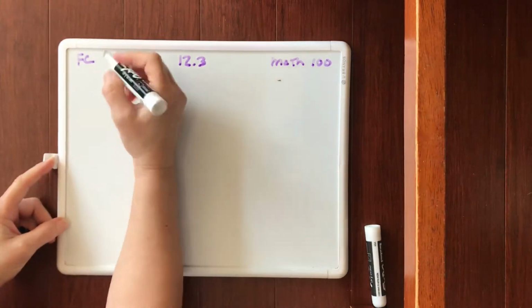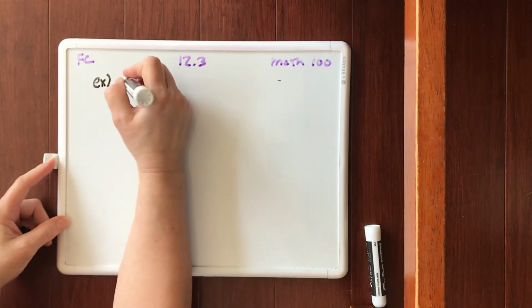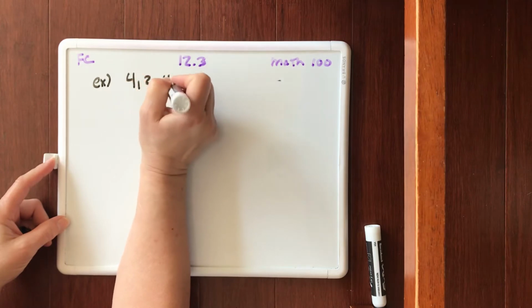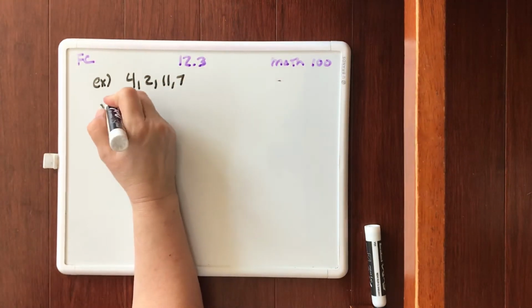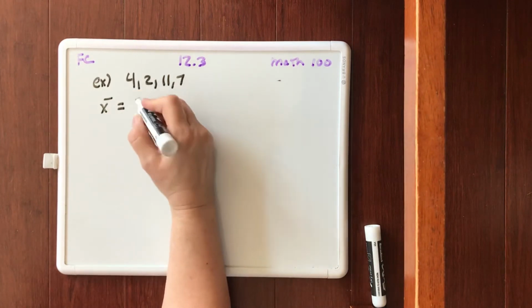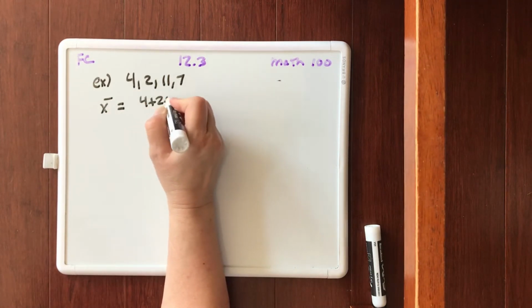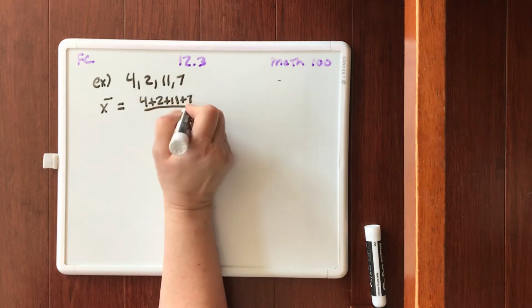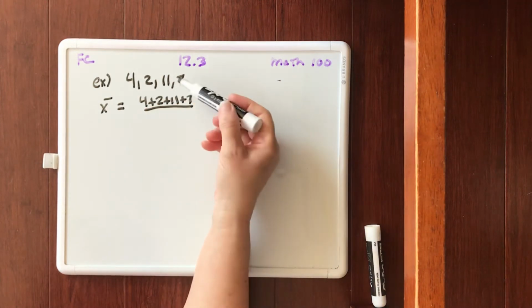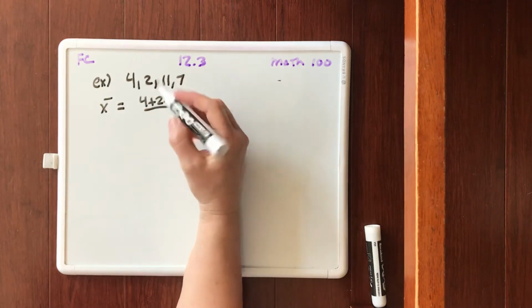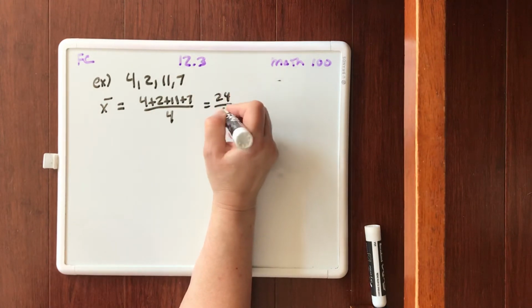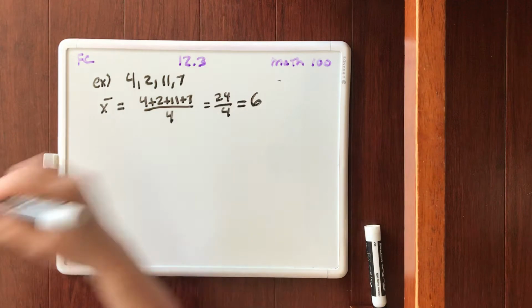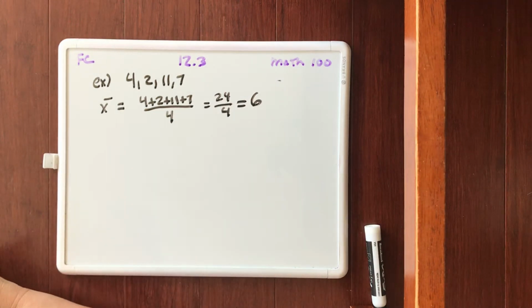Okay, so if we have these numbers, 4, 2, 11, and 7, and we want to find the mean, what we do is we sum them, 4 plus 2 plus 11 plus 7. We divide by how many elements we have, data points, 1, 2, 3, 4. We get 24 divided by 4, which equals 6. So our mean equals 6.